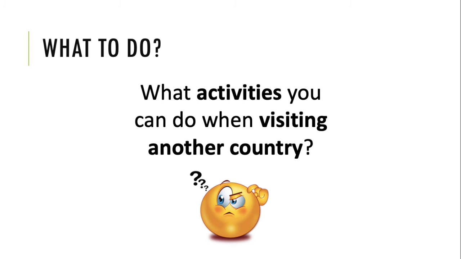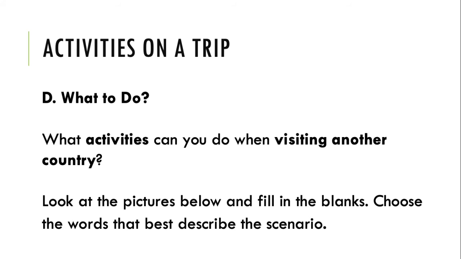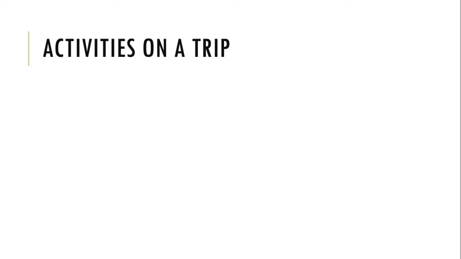Activities that we can do when we are in the country. Do you have any ideas what we can do? Let's open up our last page for this video. Page 11, Activity D. In this activity, you are shown 4 pictures of activities that you can do when visiting another country. You have 6 labels that you need to use to fill in the blanks. Let's look at the pictures and try our best to fill them in.